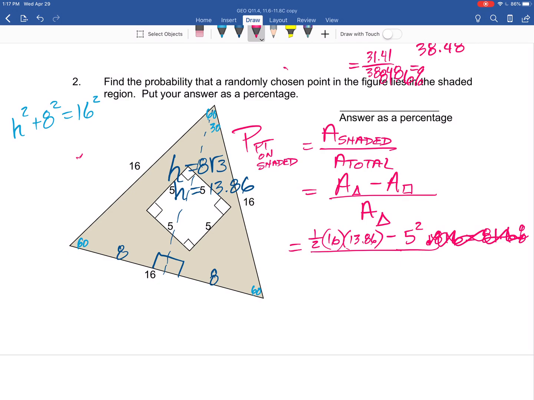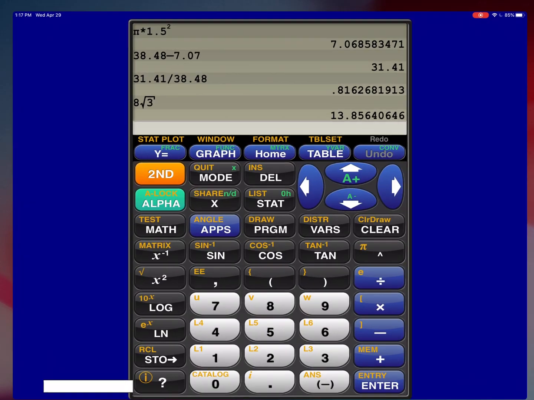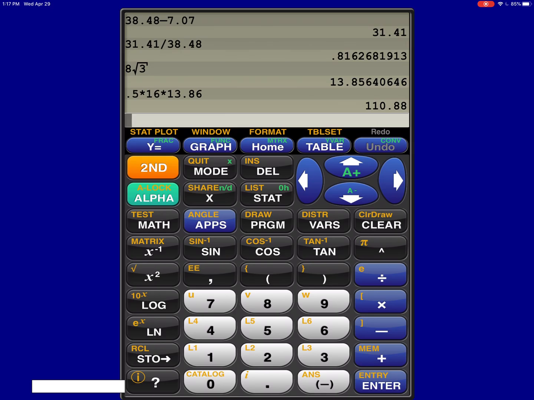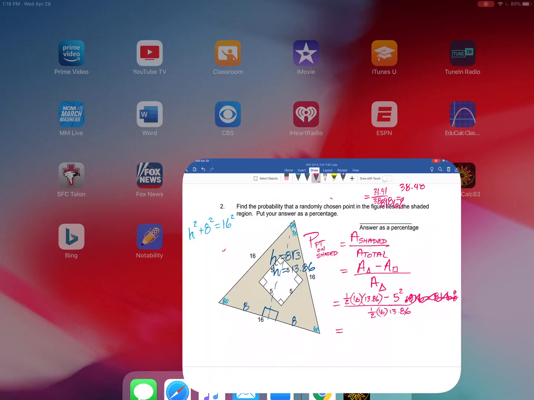Good. On the bottom, area of the triangle, that's 1/2 times 16 times 13.86. Okay, let's do some number crunching. 1/2 base times height. Okay, here we go. 1/2. The base was 16. The height was 13.86. There it is. 1/2 base times height. Boom. 110.88.